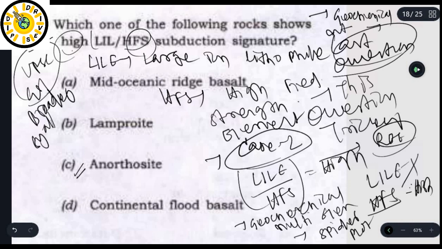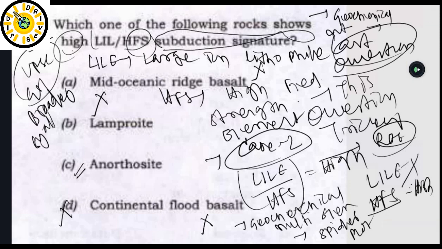But according to me, lamprophyre may be the answer, maybe. Why not mid-oceanic ridge basalt? See, it is from the subduction signature, right? So mid-oceanic ridge basalt and continental flood basalt get cancelled. Continental flood basalt will normally not be the answer, and mid-oceanic ridge basalt will not be the answer. Why? I just told you, as the question says it is about the subduction setting, okay? So mid-oceanic ridge basalt cannot be it. And what about continental flood basalt? Same, it will not be the answer, in the subduction signature.